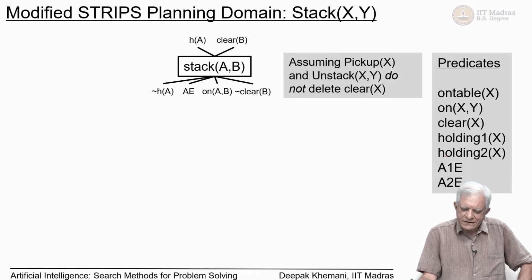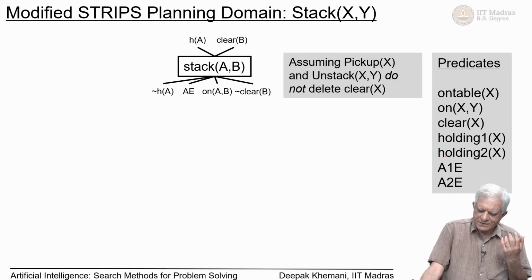if the pickup and the unstack action. So, you pick up x from the table. When you picked it up, x was clear essentially. Should it be clear when you are holding it, or should it not be clear? Which means, should you delete clear x, or should you not delete clear x from the representation?